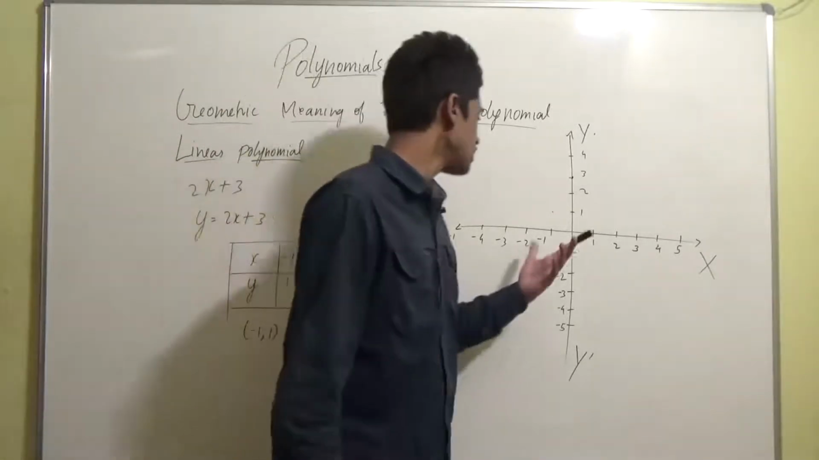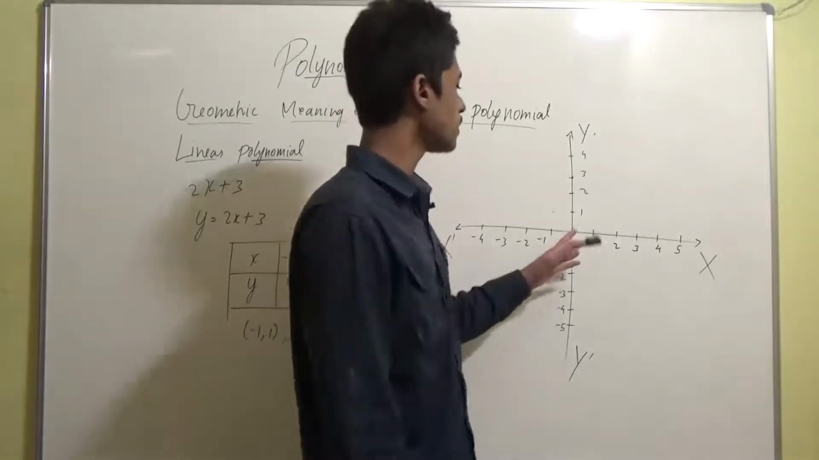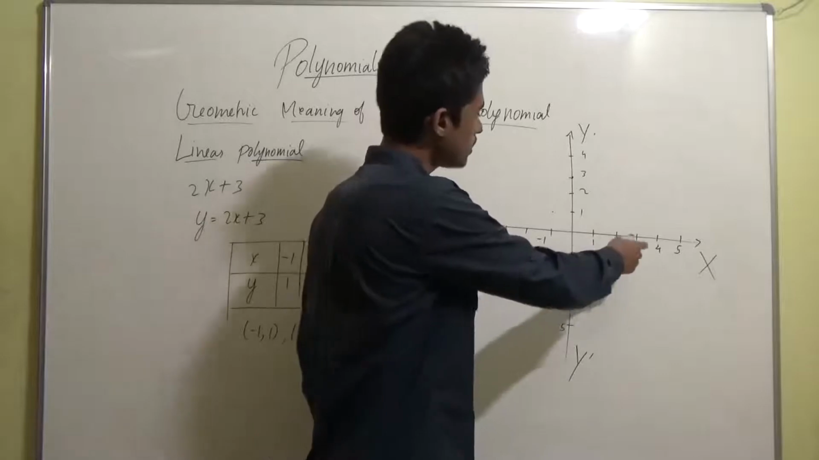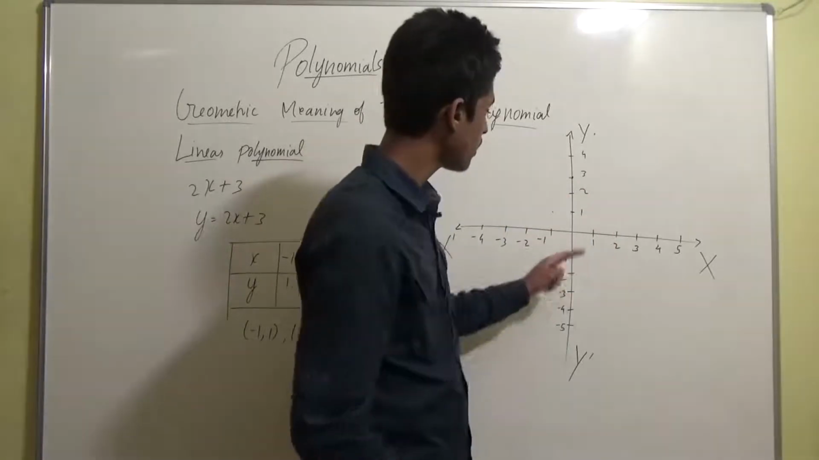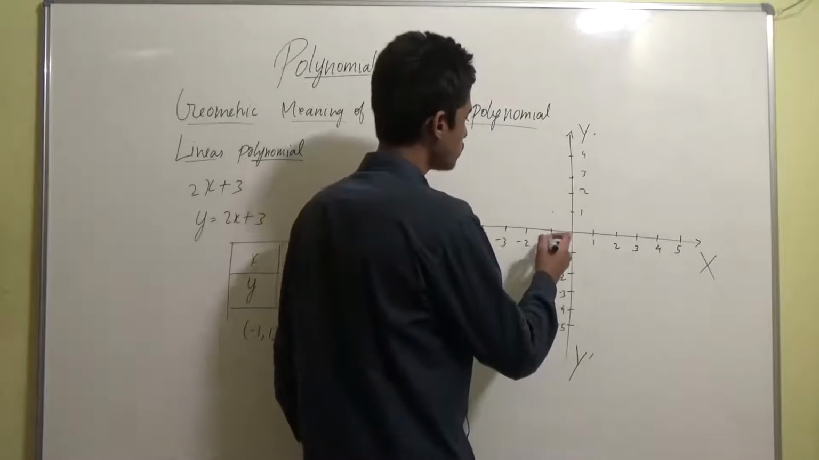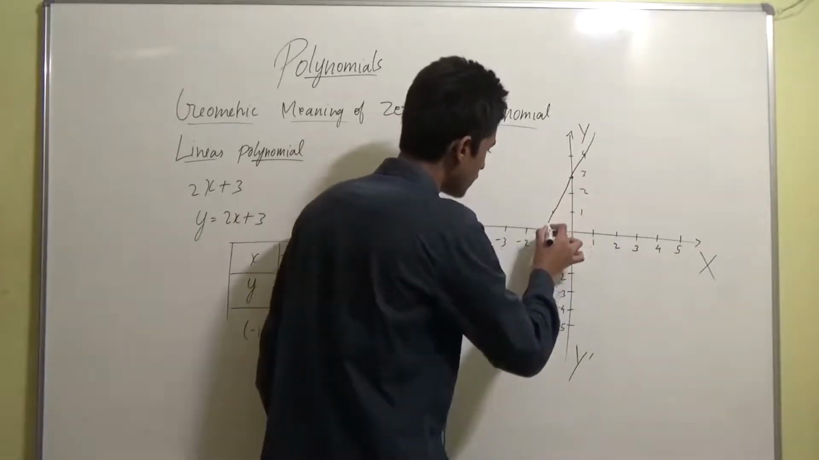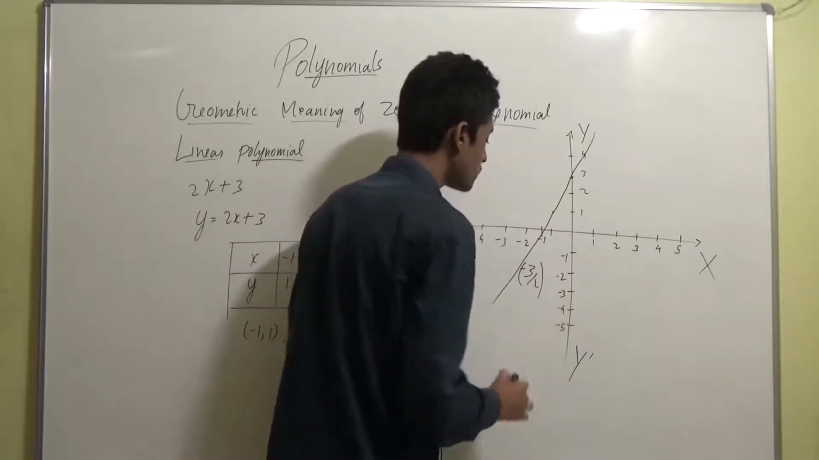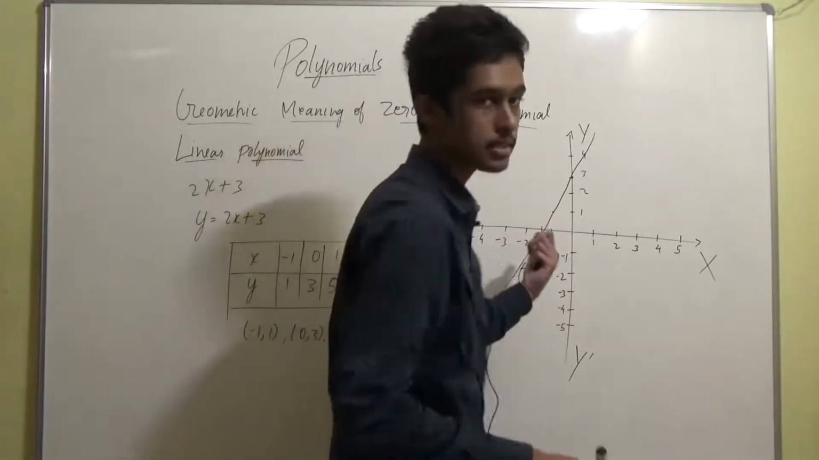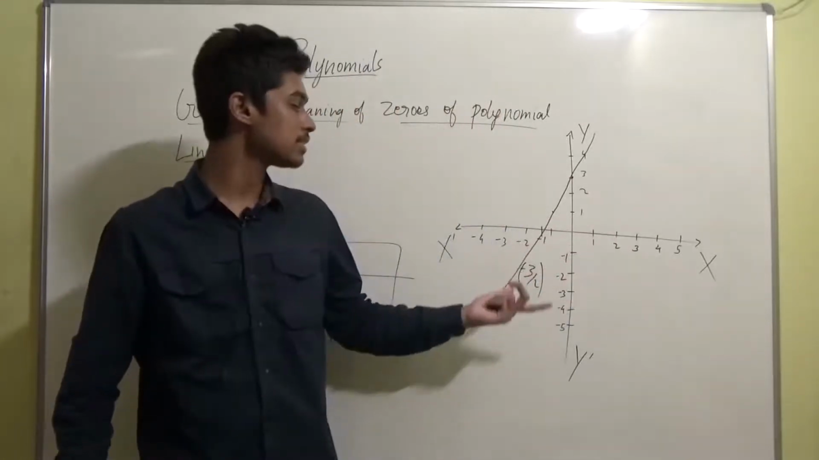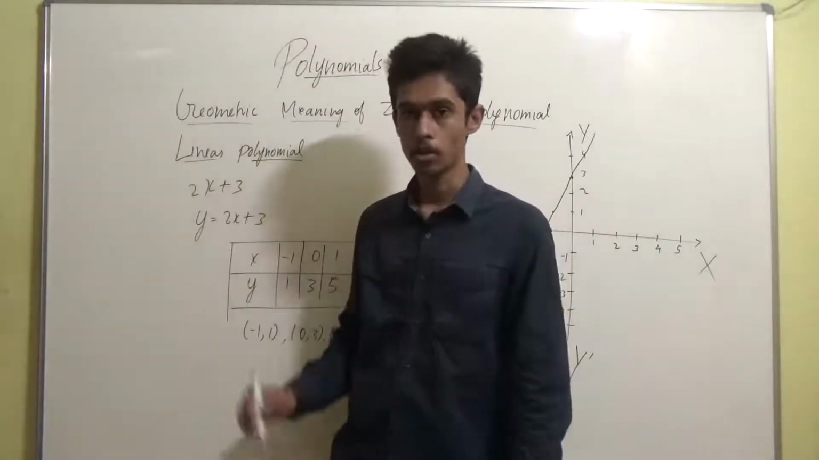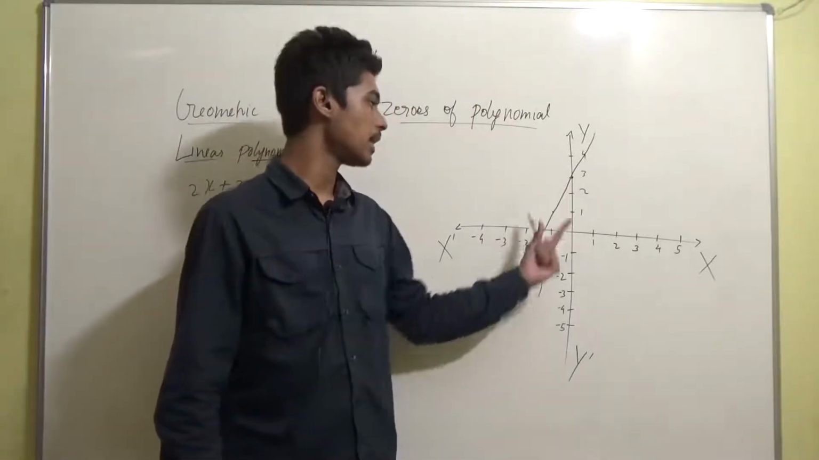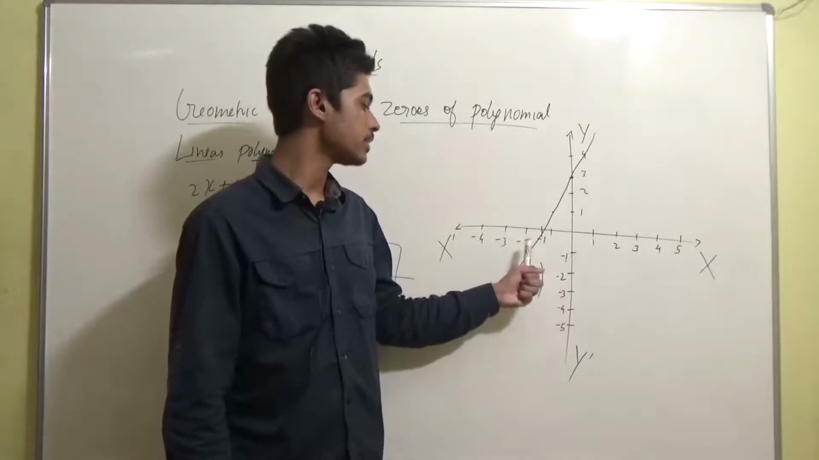So now we will plot these points in the graph. Minus 1, 1 is here. And then 0, 3 is here. And then 1, 5 is here. When you join all these points together, you will get a line passing through minus 3 by 2. Which means this point, this intercept of the line on the x-axis, gives us the zero of this polynomial. So what we get to know is the intersection of the line on the x-axis gives us the zero of a polynomial.